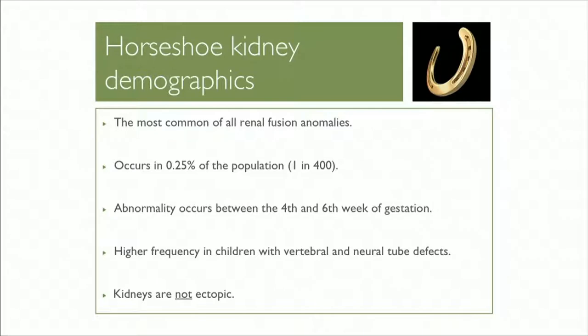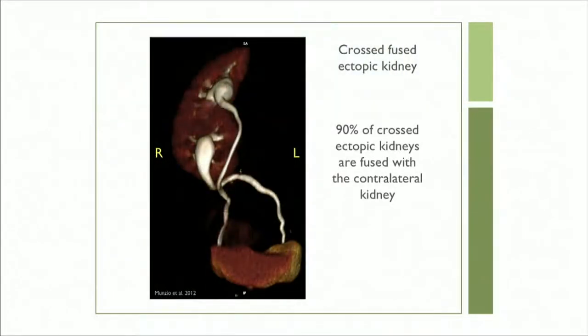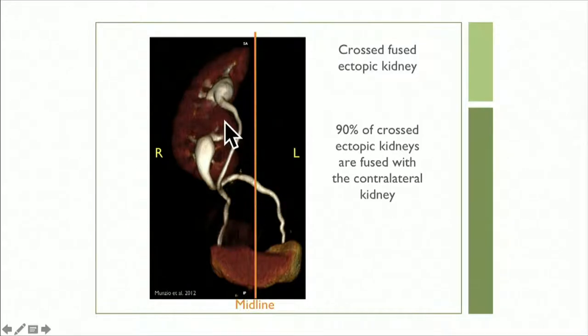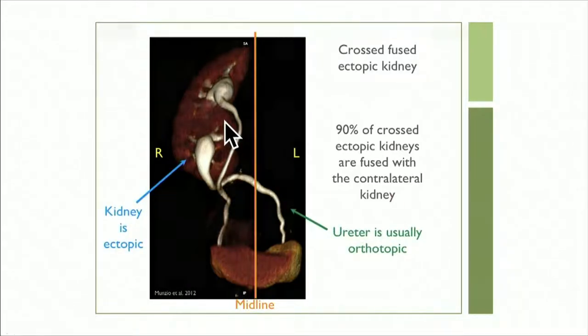Remember that horseshoe kidneys are the most common renal fusion anomaly, occurring in about 1 in 400 patients. These are not ectopic kidneys. Ectopic kidneys are kidneys on the other side of the midline. The most common is a cross-fused ectopic kidney. Again, you see the ureter crossing the midline to its normal location. This is not a horseshoe kidney.